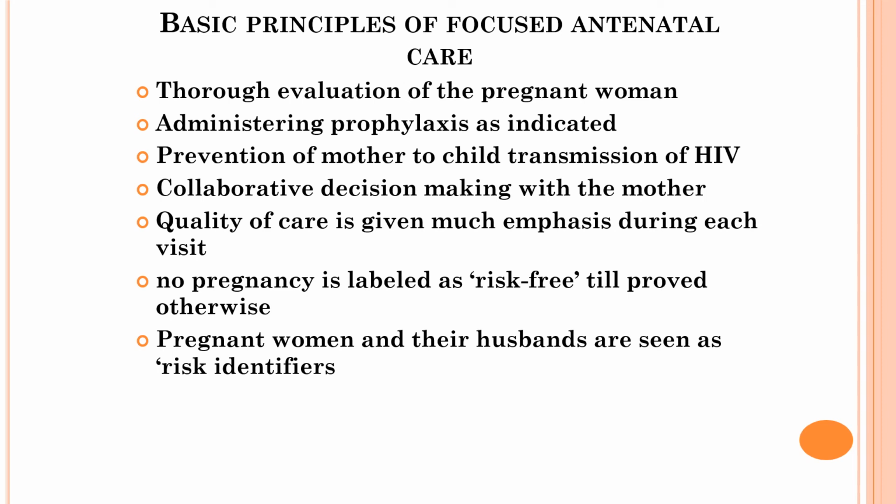Then, in focused antenatal care, you see pregnant women and their husbands as risk identifiers. You want to involve the husband in the care of his wife in pregnancy. You explain to them the danger signs of pregnancy, so that anytime such a sign is seen, they won't hesitate to come to the hospital. Once he sees blood coming from the vagina of his wife, he will know that this is a danger sign that was discussed with him in the hospital, so he will do everything possible to take his wife to the hospital. So focused antenatal care sees the husband and the pregnant woman as risk identifiers.